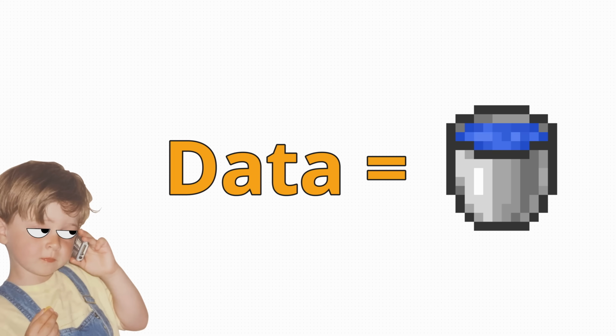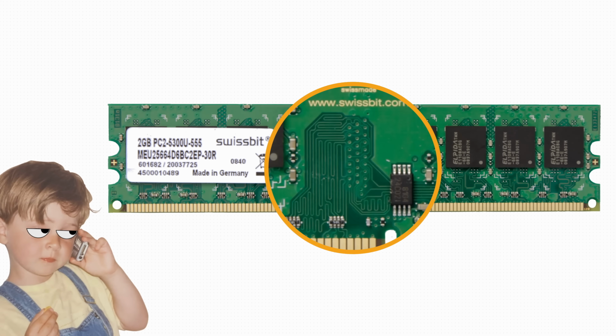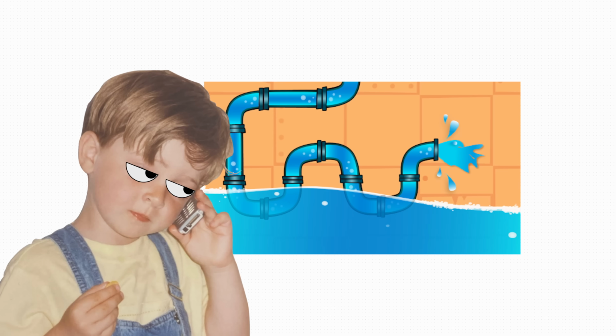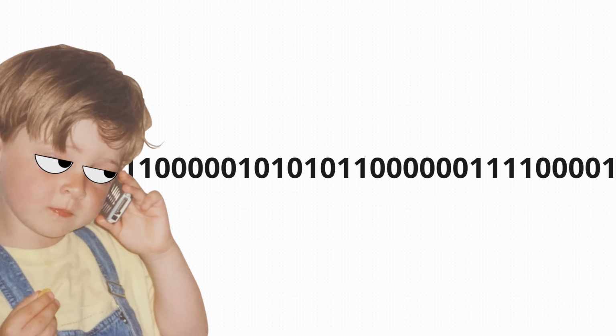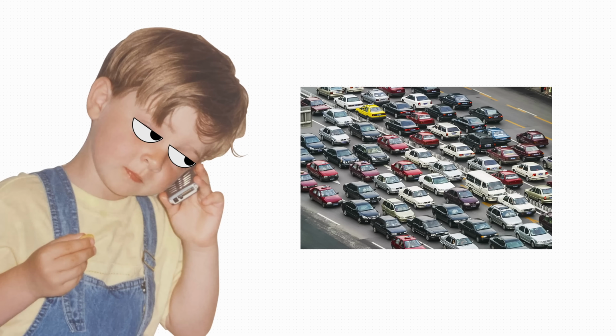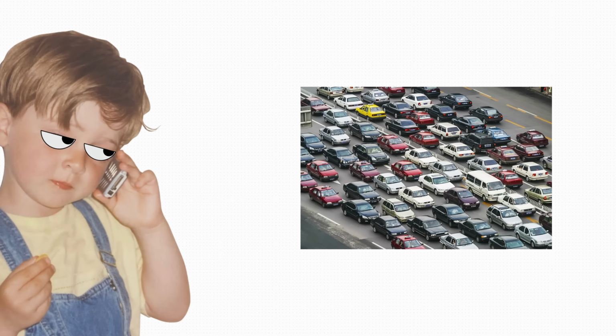Think of data as water, and those tiny wires and circuit pads on a stick of RAM as pipes. You can't just increase the amount of water you send without increasing the water pressure, aka the speed at which you can send data. It would create a sort of traffic jam, and it wouldn't matter that you sent more data if it didn't get there in time.